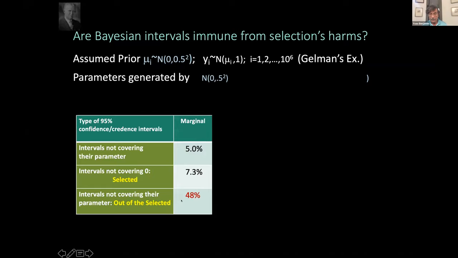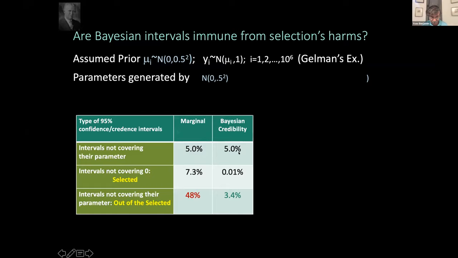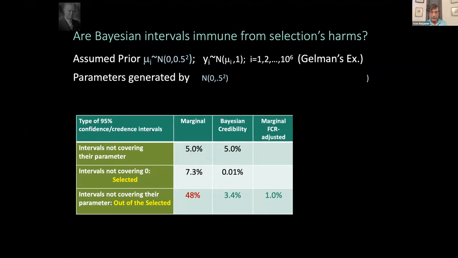What happens in this case under Bayesian credibility intervals? This is 5% as expected. Intervals not covering zero, very few. So there is a power decline. But if you look at those not covering their parameter only, then it is 3.4 and not 48. And this is the argument they are making against it. Okay, but if you do the FCR, then there is no problem because it goes down to 1%.